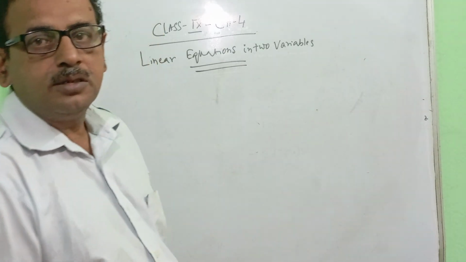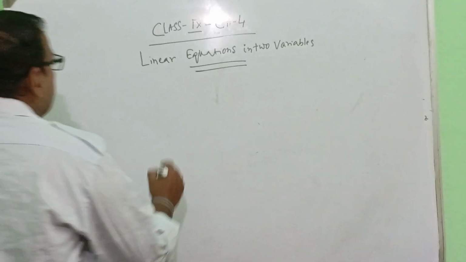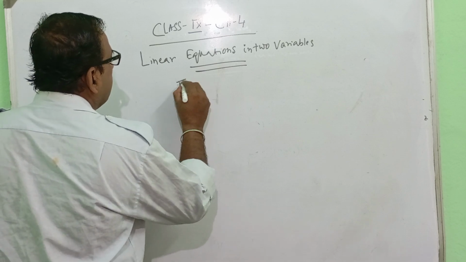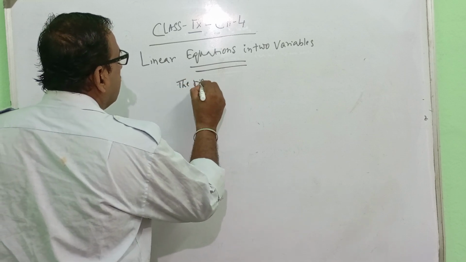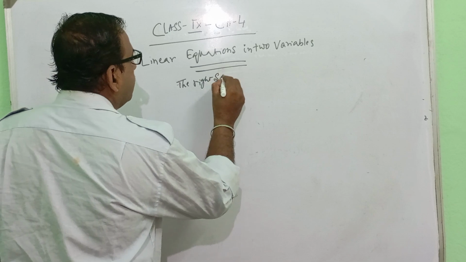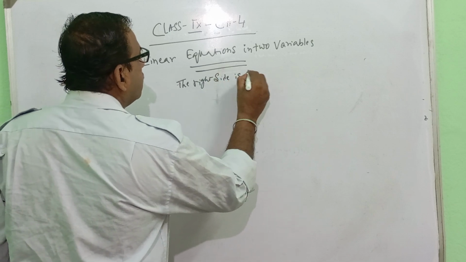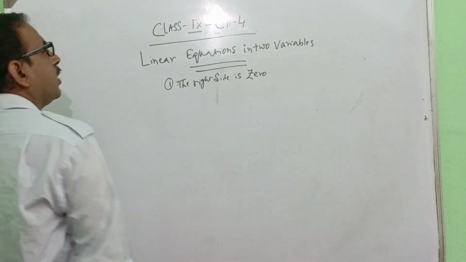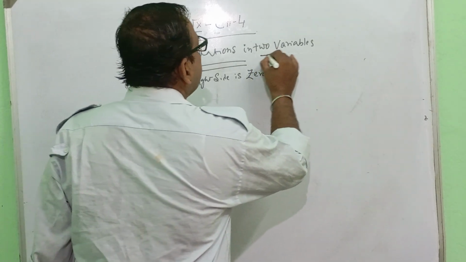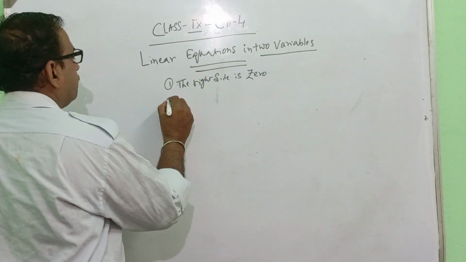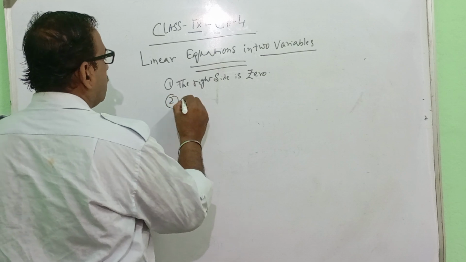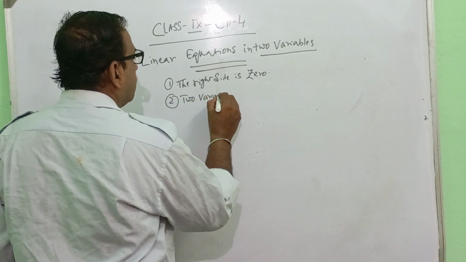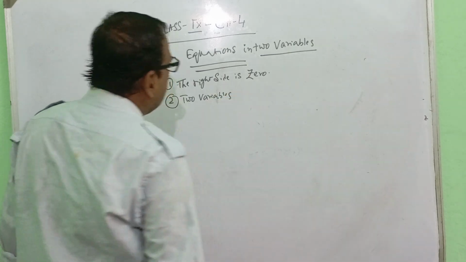Equations mean the right side is 0. Now this is two variables. Two variables. Clear?